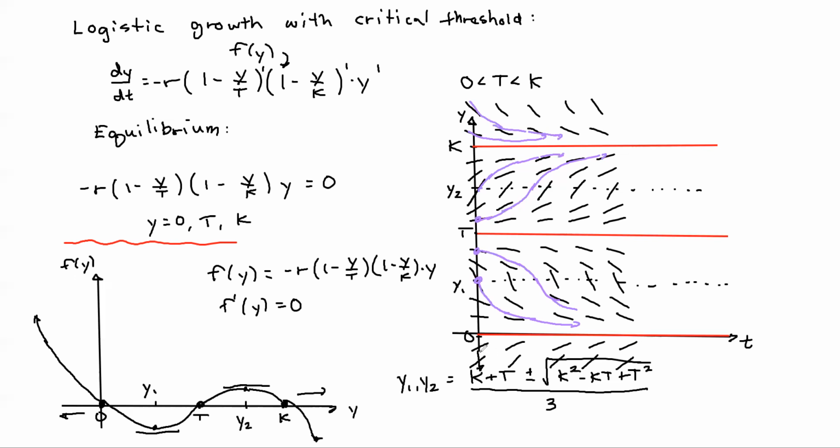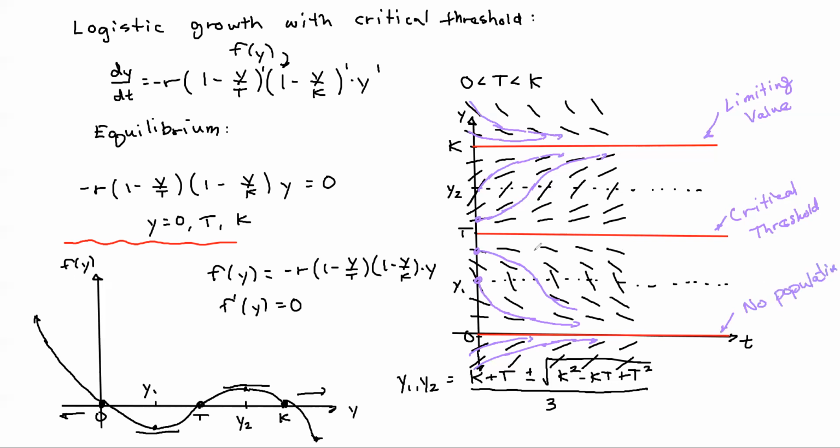And then the negative case, which doesn't really actually make sense. You can't have a negative population. And so in terms of our model here, so here we have our limiting value. Here we have our critical threshold. And of course, here we have no population. The population's died off.